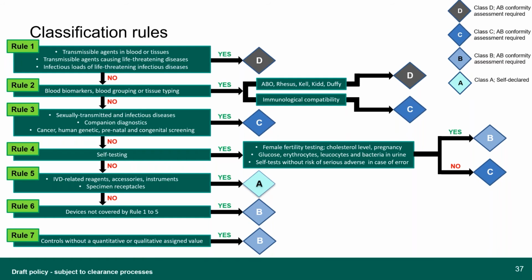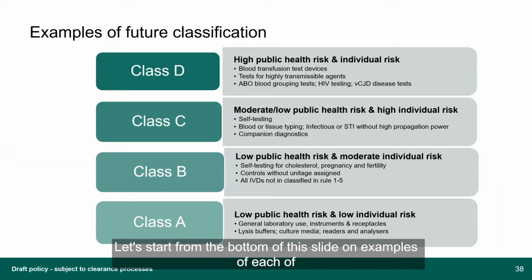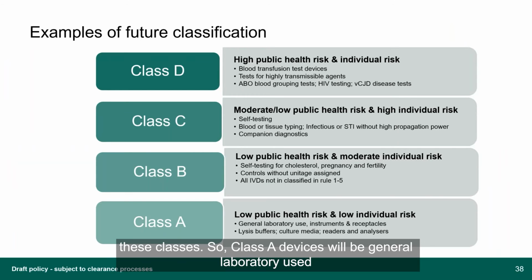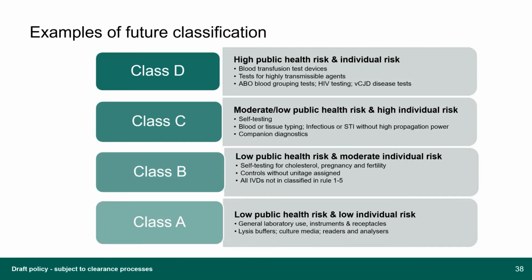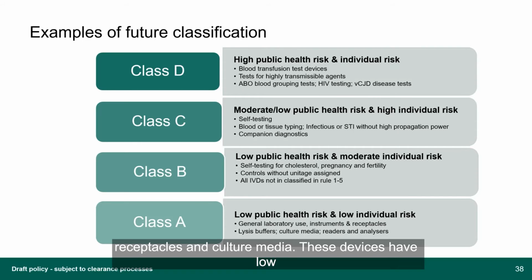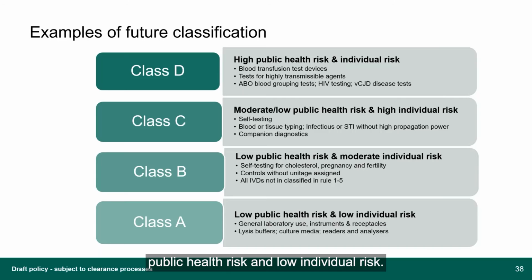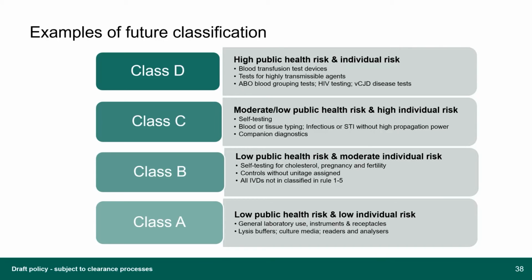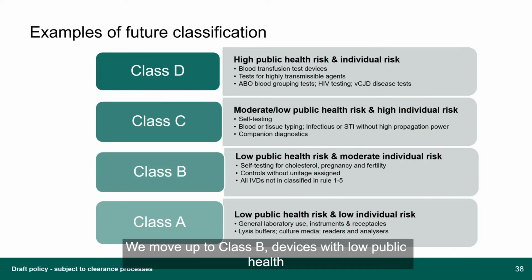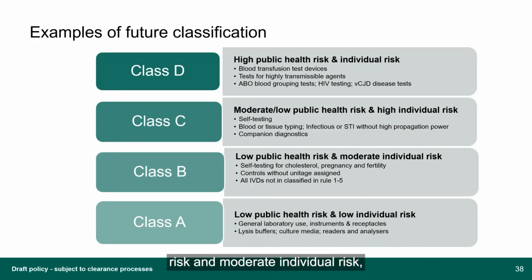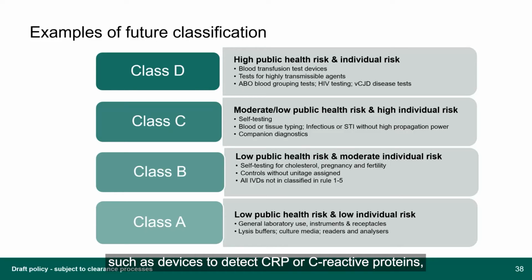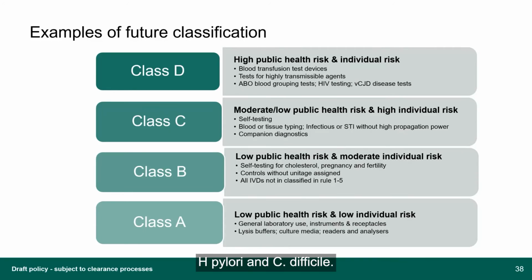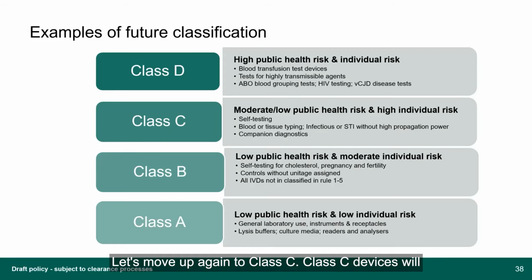Next slide, please. Let's start from the bottom of this slide with examples of each of these classes. Class A devices will be general laboratory use devices, any instruments, readers, and analyzers, as well as receptacles and culture media. These devices have low public health risk and low individual risk. We move up to Class B. These are devices with low public health risk and moderate individual risk, such as devices to detect CRP, or C-reactive protein, H. pylori, and C. difficile.